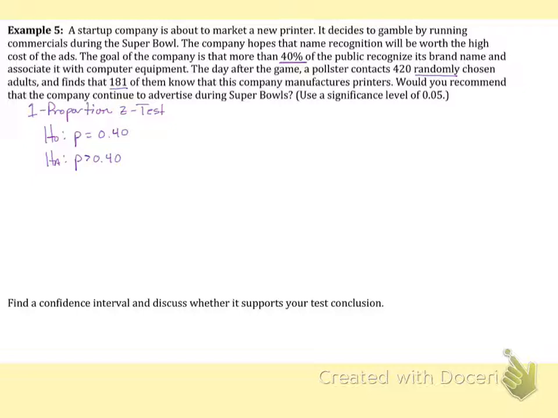So then we're going to go and use our calculator. We're going to go to Calc, Tests, and we're going to choose number 5, which is the one prop z test. Our p sub 0 is the null hypothesis proportion, which is 0.4. The x in this case is 181, and the sample size is 420. And for our alternative hypothesis, the proportion is greater than the null hypothesis.